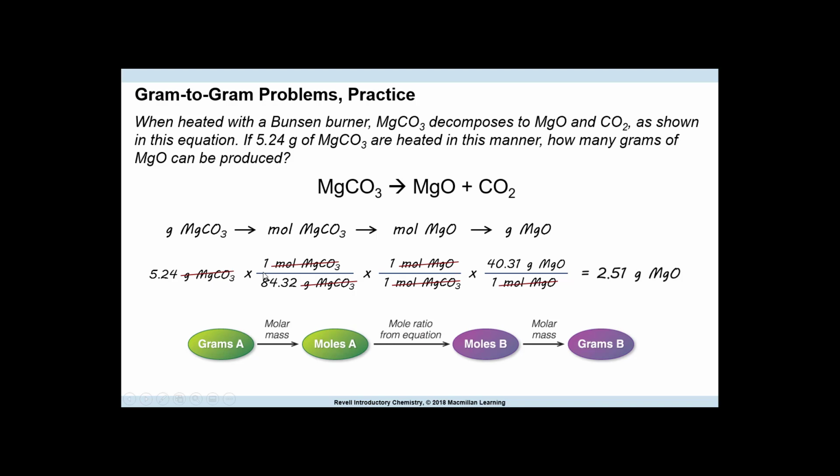So basically, if you do this right and set it up, you can cancel these units with these units, leaving moles. Then we cancel out the moles using the ratio between these. Then from there, we get the moles. We use the molar mass, and that leaves us with our answer in grams, which is what we wanted.